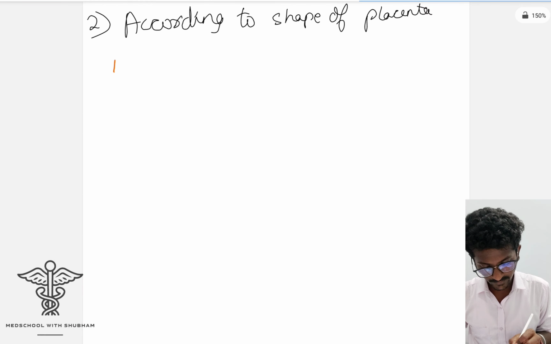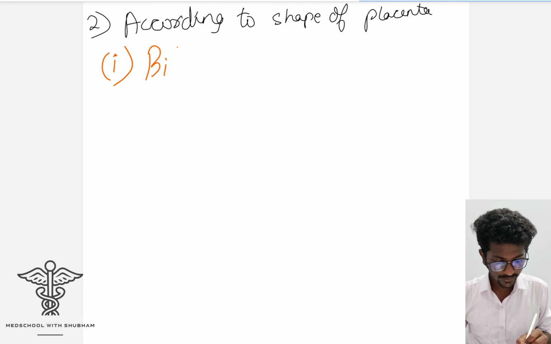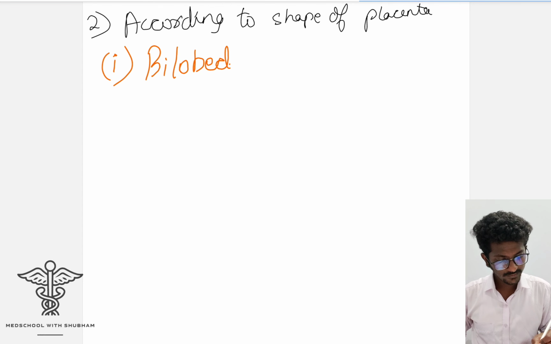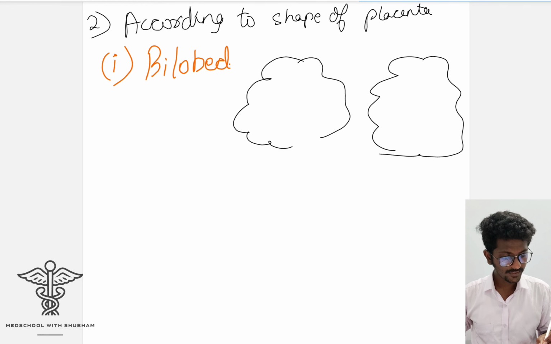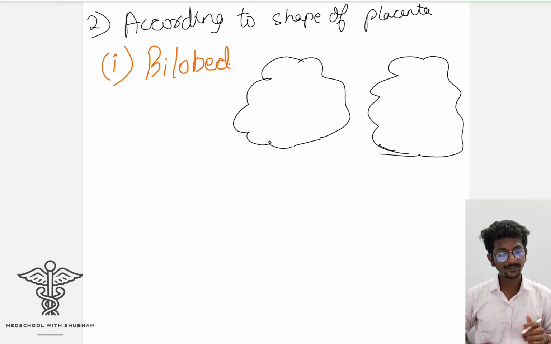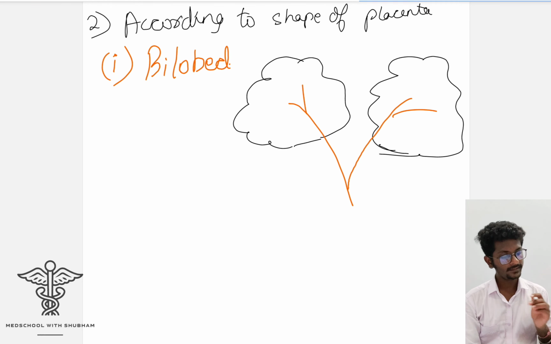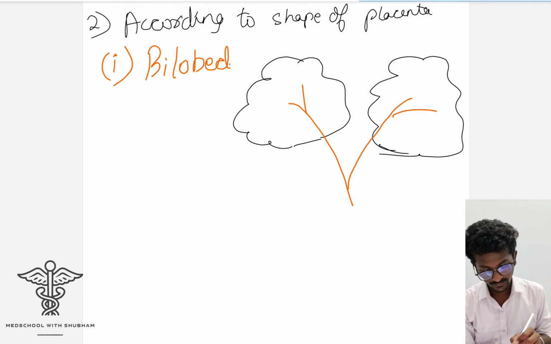So the first one is the bilobed placenta. Bilobed means this is one lobe of the placenta and this is another lobe of the placenta. You can say 2 equal lobes of placenta are formed. And now assume that this is the blood vessel. These 2 equal lobes have their independent blood supply. Then it is called bilobed placenta.